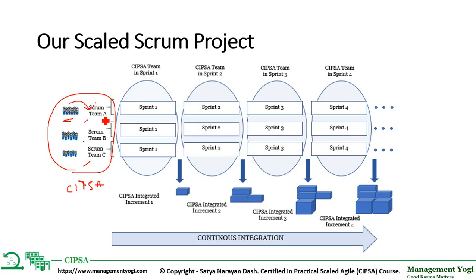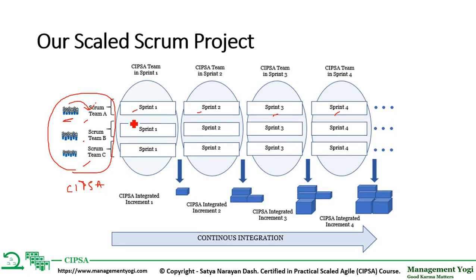As you can see, Scrum Team A is sprinting. First in sprint 1, then in sprint 2, then in sprint 3, sprint 4, sprint 5, sprint 6, 7, 8, 9. As many sprints as are needed to complete the product backlog items. Similarly, Scrum Team B is also sprinting. Sprint 1, sprint 2, sprint 3, sprint 4, and so on. C is also doing the same. Sprint 1, sprint 2, sprint 3, sprint 4. One thing you would have noticed is that all these sprints are synchronized.